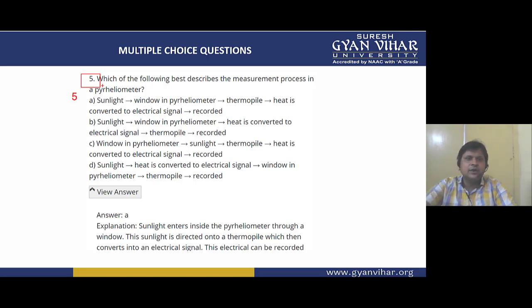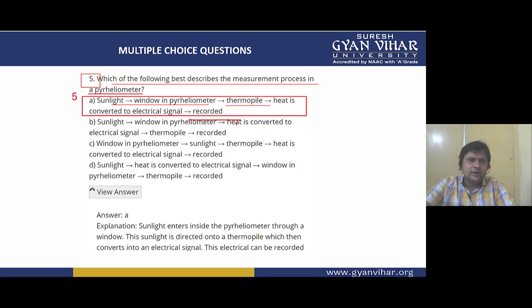Let's read out the question. Which of the following best describes the process of measurement in a pyrheliometer? So the sequence of measurement in pyrheliometer is given here. Among all the options, let's read out the first one. First is sunlight, then window in pyrheliometer, then thermopile, then heat converted to electrical signal, and then it is recorded. Alright, so the A option itself is sounding as the correct one.